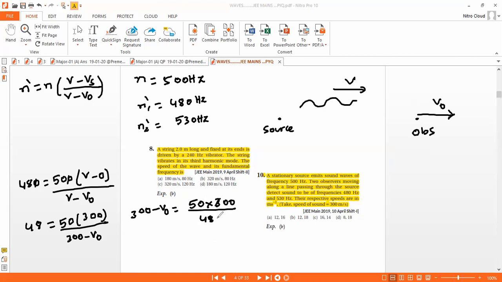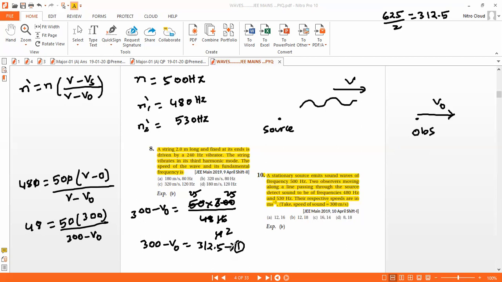Three ones are 3, 16s are 48, so 625 by 2. That is 312.5. So 300 minus V naught equal to 312.5. Call it equation 1.